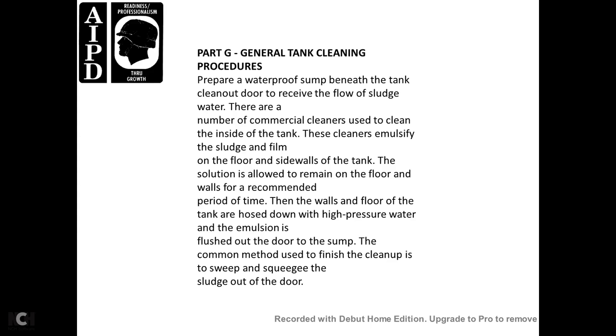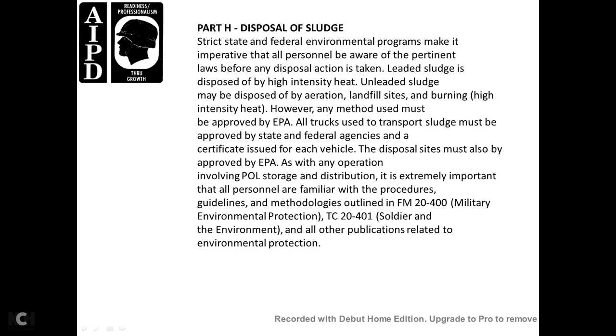Part G, general tank cleaning procedure. Before pumping water beneath the tank, clean out the door to receive the flow of sludge. There are a number of commercial cleaners used to clean the inside of the tank. The cleaners emulsify the sludge and the film on the floor and sidewalls of the tank. The solution is allowed to remain on the floor and walls for a recommended period of time. The walls and floor of the tank are then hosed down with high pressure water, and the emulsion is flushed out of the door of the sump. The common method used to finish the cleaning is to sweep and squeegee the sludge out of the door.